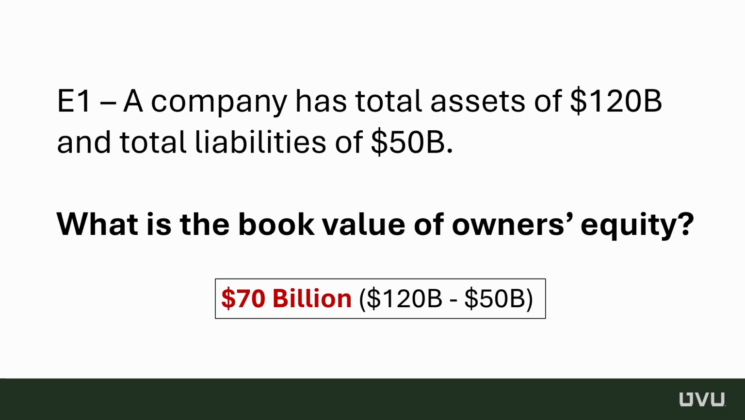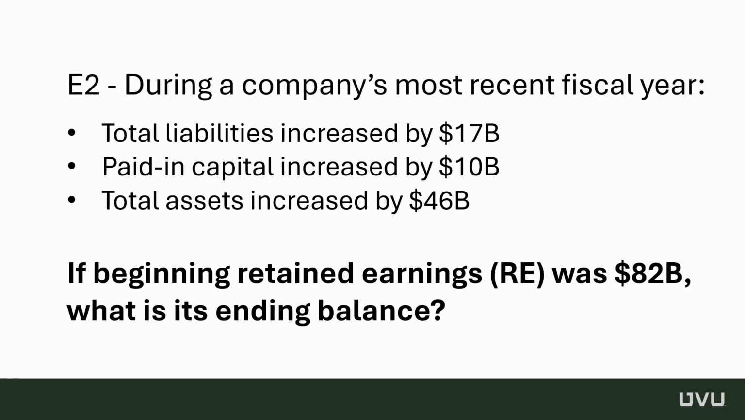So now let's level up with exercise 2. During a company's most recent fiscal year, we've got 3 data points here, total liabilities increased by 17 billion. Paid-in capital increased by 10, and total assets increased by 46 billion. With all this language about increases, we're definitely working with the deltas or changes in these accounts over time. So if the beginning balance for retained earnings was $82 billion, can we calculate its ending balance? So one more time, I invite you now to certainly pause the video and try working through this one before seeing the answer.